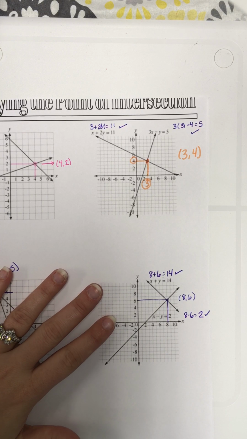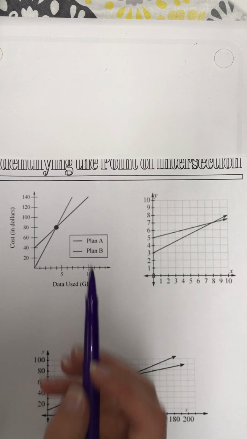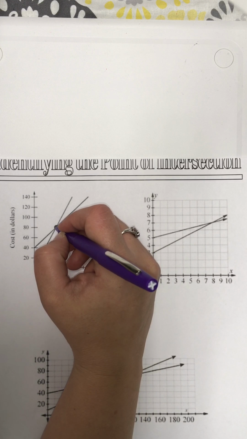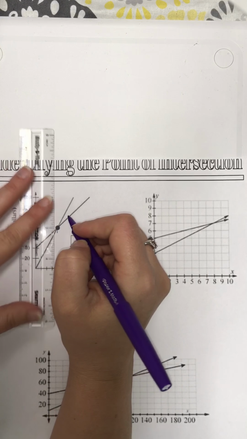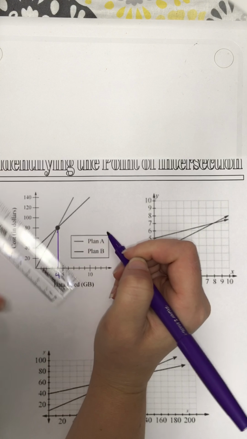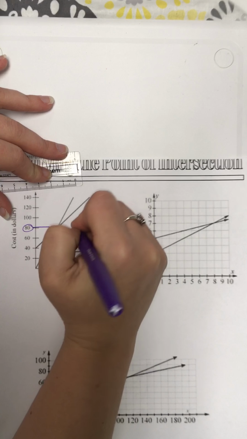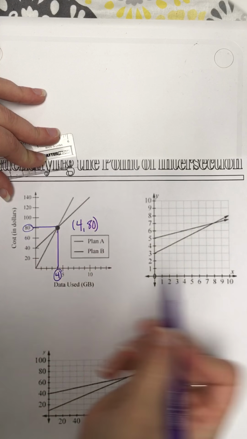So trim this page up, glue it on the left-hand side, and then on the right-hand side, we're going to do this one. Okay, the point of intersection is given for you right here. You just have to identify what number that is. Okay, so using a ruler is always a good idea. And you can go straight down. And I'm going to call that 4. And we can go straight over and call that 80. So 4, 80.